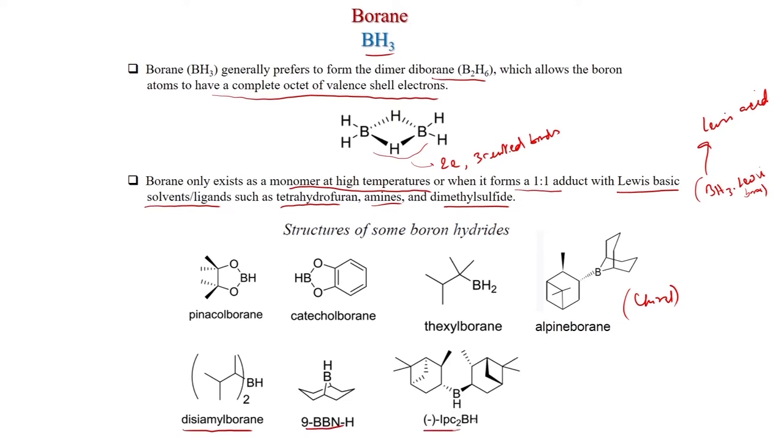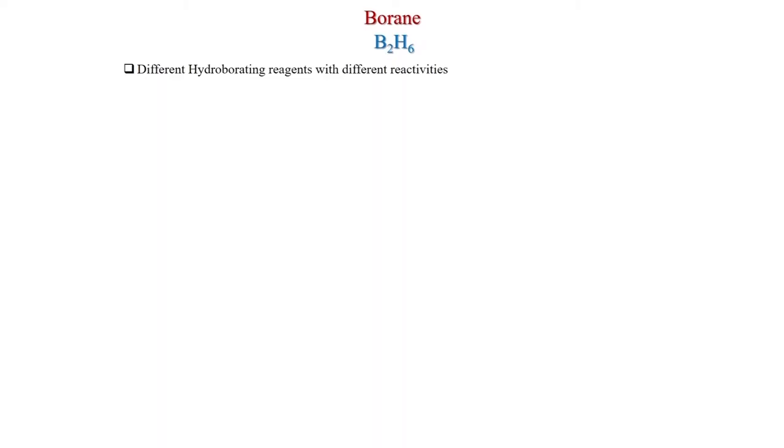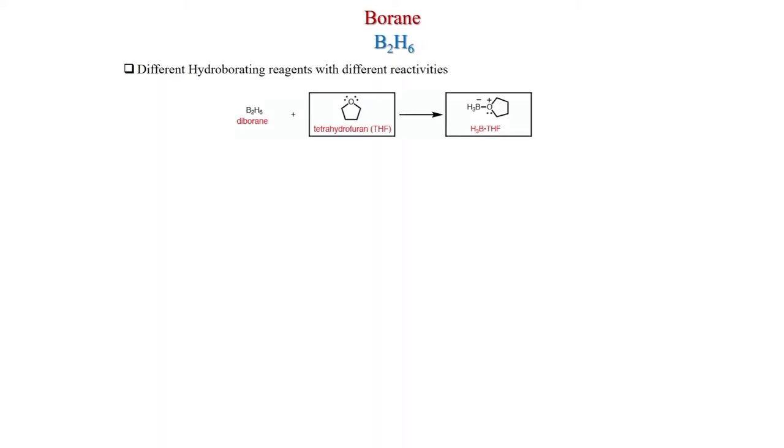And isopinocamphenyl borane, this is also chiral, we will discuss. This is diisopinocamphenyl borane, this is chiral, we will discuss in detail. And this also we will discuss, IPC2BCl, where one hydrogen is replaced by chlorine. And we will discuss this advantage also, in some cases this IPC2BCl is an effective reducing reagent. Different hydroborating reagents with different reactivities.